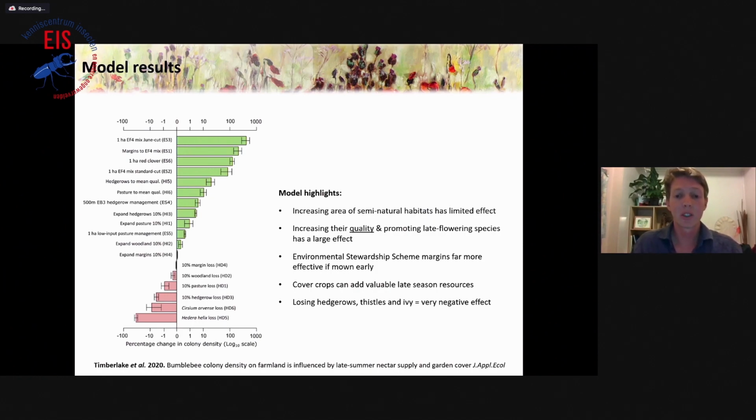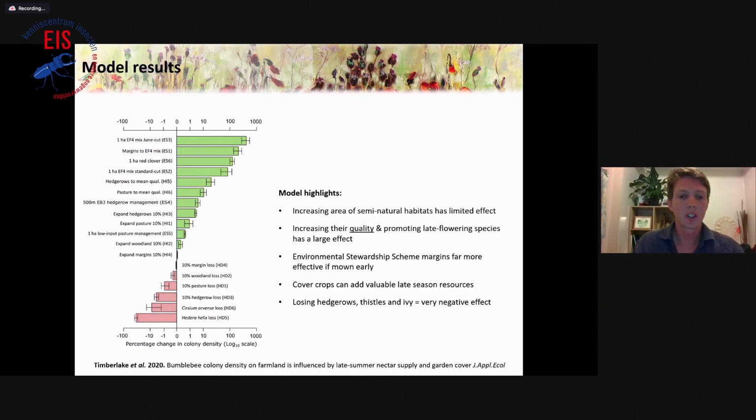We found that various cover crops can add very valuable late season floral resources, particularly red clover, which often flowers into September. This could provide a huge amount of nectar in that late period of the year. In fact, adding just a hectare of red clover to a kilometre squared of farmland was enough to completely fill that late summer gap that we showed.